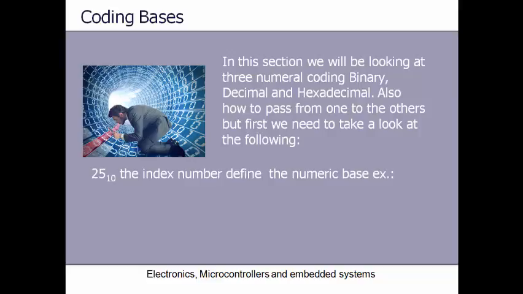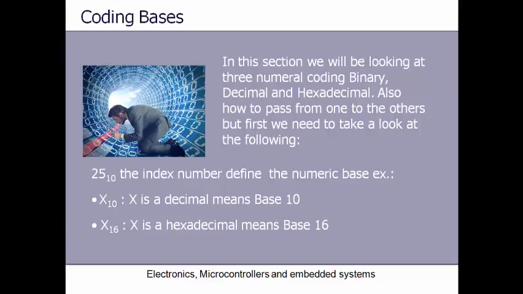We will be seeing a lot of those inscriptions, like 25 with index 10. What you mean by that index is the numeric base. For example, when the index is 10, that means decimal; when the index is 16, that means hexadecimal, base 16; and when it's 2, it's binary.